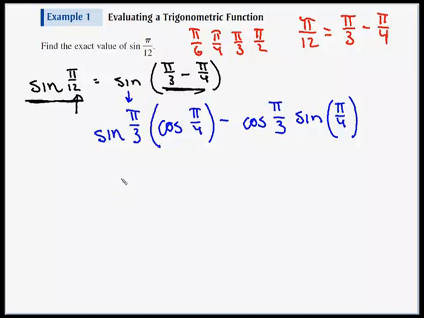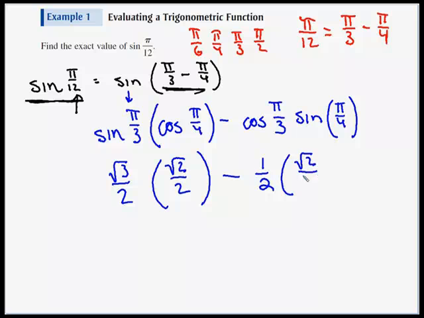So the sine of a third pi is root 3 over 2. The cosine of a quarter pi is root 2 over 2. And then we subtract. Cos of a third pi is 1/2. Sine of a quarter pi is root 2 over 2. And since we're multiplying here, root 3 times root 2 is root 6, over 2 times 2 is 4. And then minus 1 times the square root of 2 is square root of 2, 2 times 2 is 4.